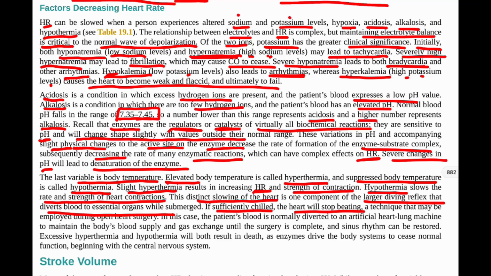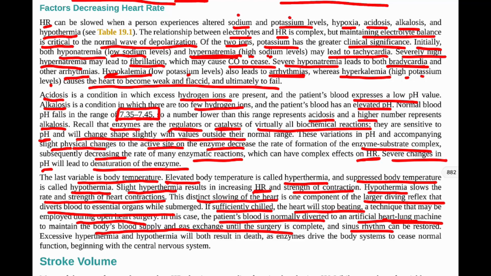They employ this technique during open heart surgery. The patient's blood is normally diverted to an artificial heart-lung machine to maintain the body's blood supply and the gas exchange while the surgery is completed. When they're working on the patient's heart, they cool it down to where it will stop beating so they can work on it, and they allow the blood to continue flowing through the person's body using this artificial heart-lung machine, until the sinus rhythm can be restored.